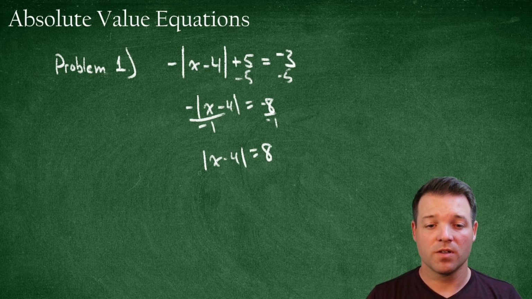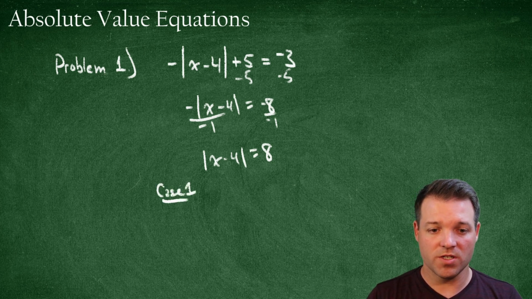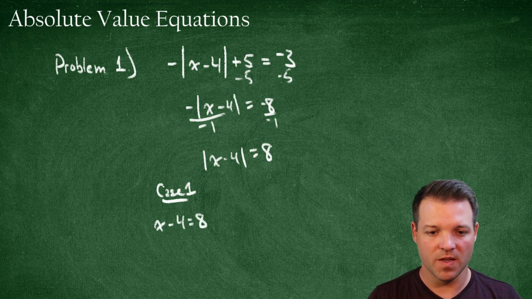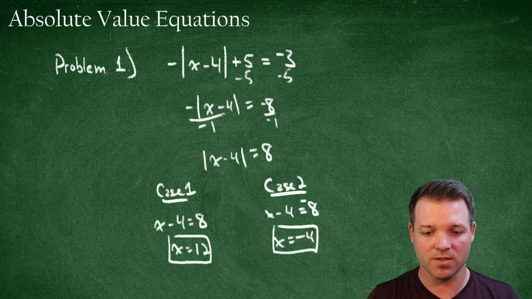Step 2, create our 2 cases. So here's case 1, which is just rewrite it with dropping the absolute values. So x minus 4 is equal to 8. Case 2 is x minus 4 is equal to, and I've got to multiply the right side by -1, which is just -8. And there we go. Let's go ahead and solve. So x is equal to, I'm going to add 4 to this side, 12. X is equal to, add 4, -4. And there we go. We have our 2 answers. Okay? All right, let's do another problem.